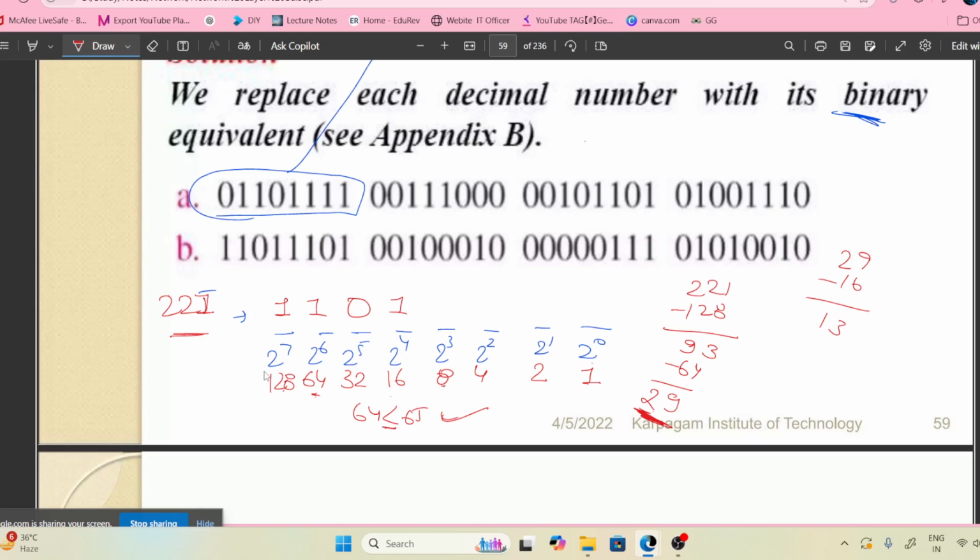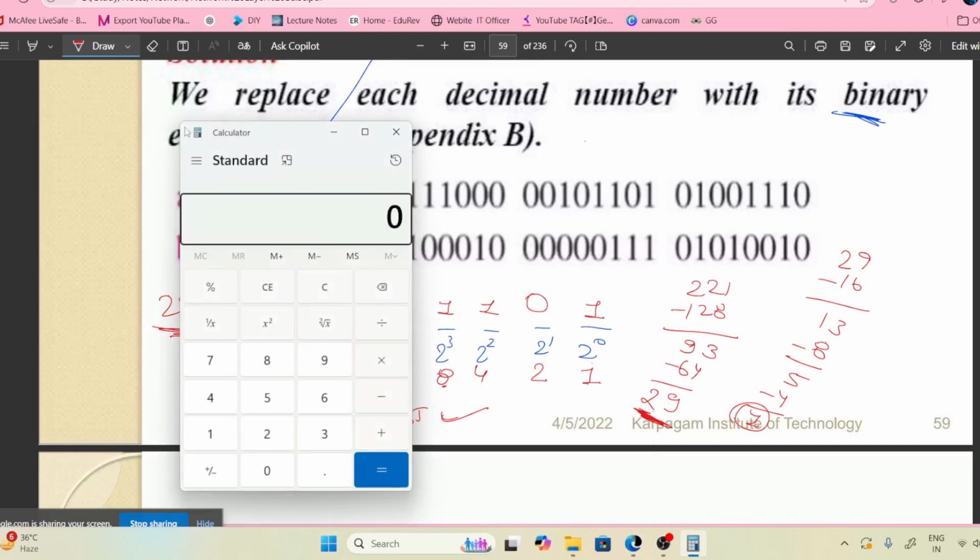So 8 is smaller than 13, so again I can use 8 here. I got 5. Now 4 is smaller than 5, so I can use 4, yes. Now 2, here I got 1, so 2 is greater than 1 and I am not able to use the 2. So I write 0 here. Now I am left with 1, so I can write 1 here. So I can represent this number in the form of this.